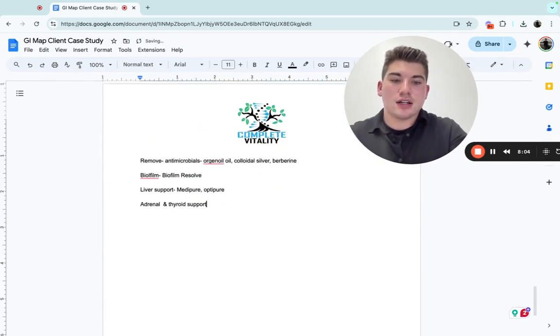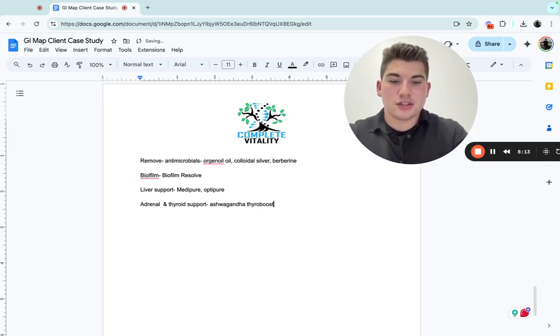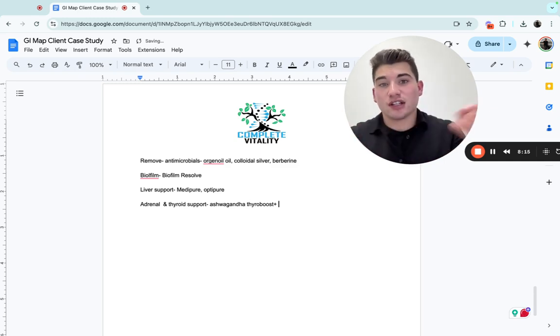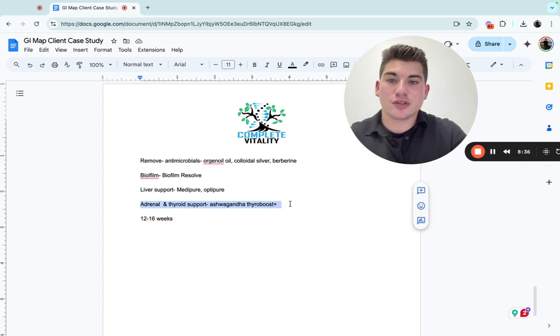We use things like ashwagandha, and then we used a supplement called Thyro Boost. These are all name brand supplements that have all the ingredients, nutrients, bioavailable glandular support that all supports the adrenals and the thyroid gland. All right, so we ran this for, you'd actually be surprised, 12 to 16 weeks, and we rotated some of the herbs. We rotated the biofilm disruptor. We went through 2 bottles, and we kept the liver and adrenal support in.